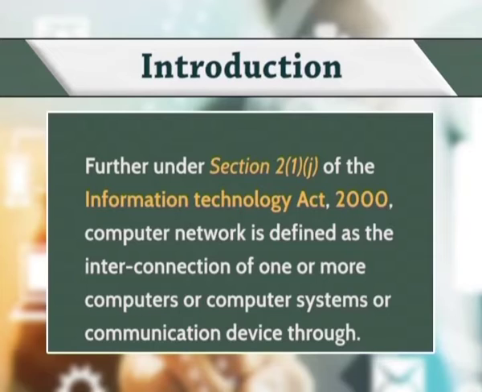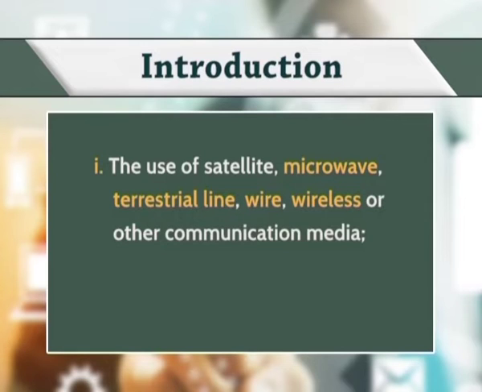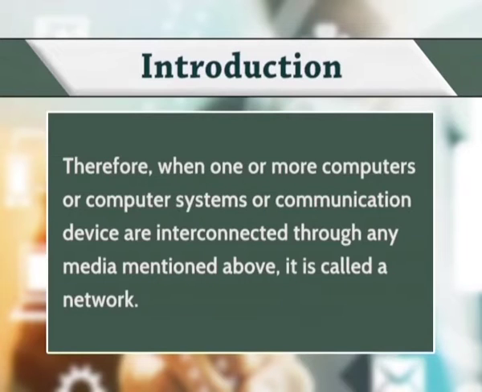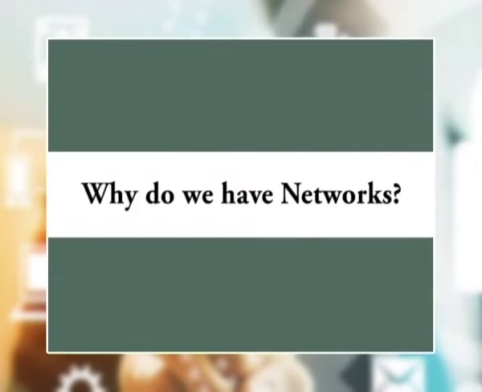Further, under Section 2, sub-clause 1(j) of the Information Technology Act 2000, computer network is defined as the interconnection of one or more computers or computer systems or communication devices through the use of satellite, microwave, terrestrial line, wire, wireless or other communication media, and terminals of a complex consisting of two or more interconnected computers or communication devices, whether or not the interconnection is continuously maintained. Therefore, when one or more computers or computer systems or communication devices are interconnected through any media mentioned above, it is called a network.